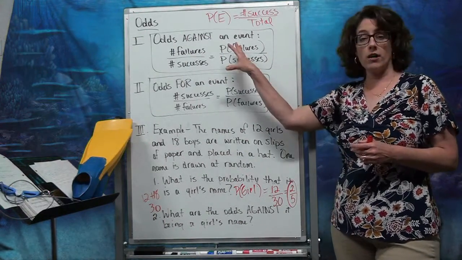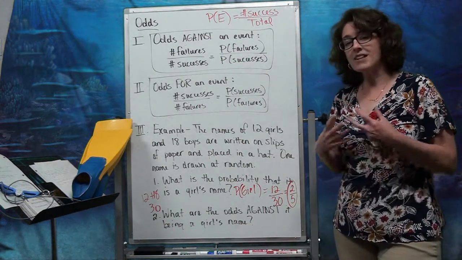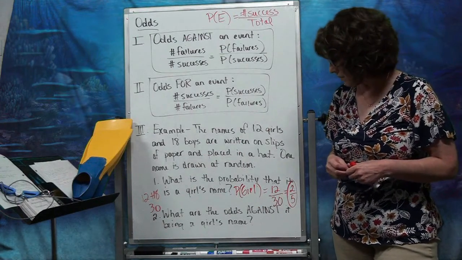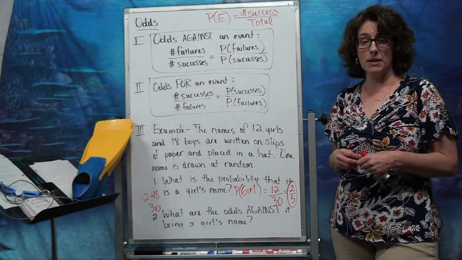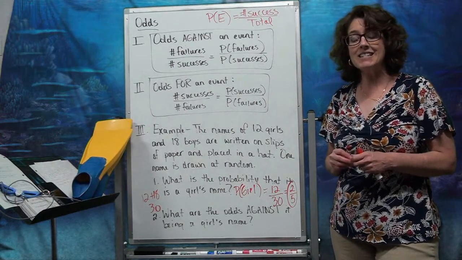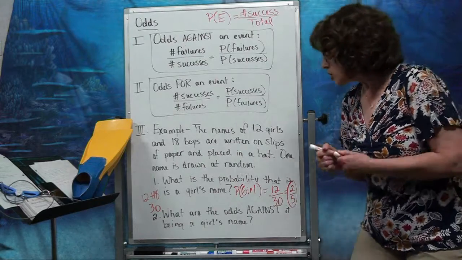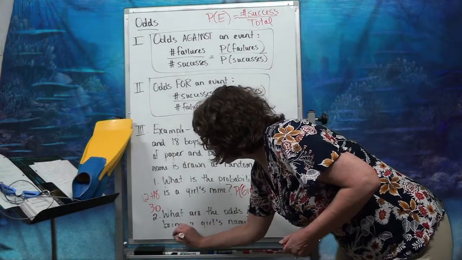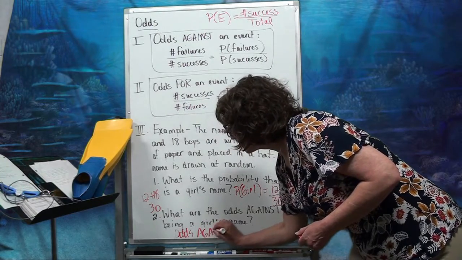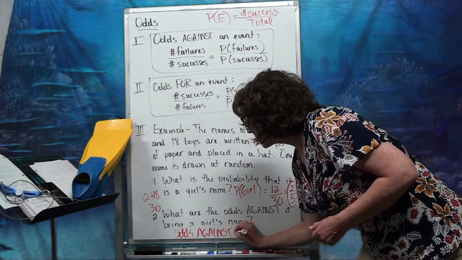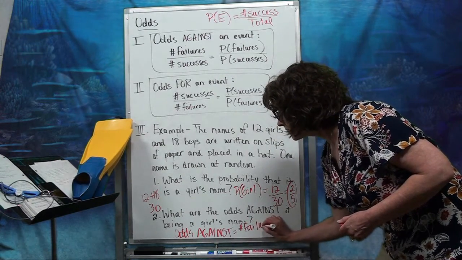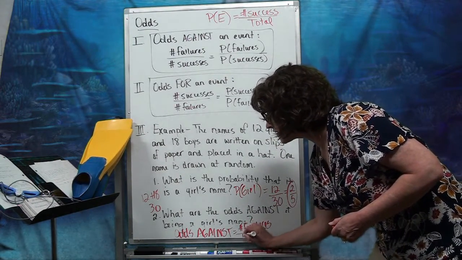Now, let's talk odds. So if I want to know what the odds are against drawing a girl's name, or against the name that I pull out being a girl's name. The odds against. So if I'm looking at odds against, then I'm concerned with failures. So odds against would be the number of failures over the number of successes.